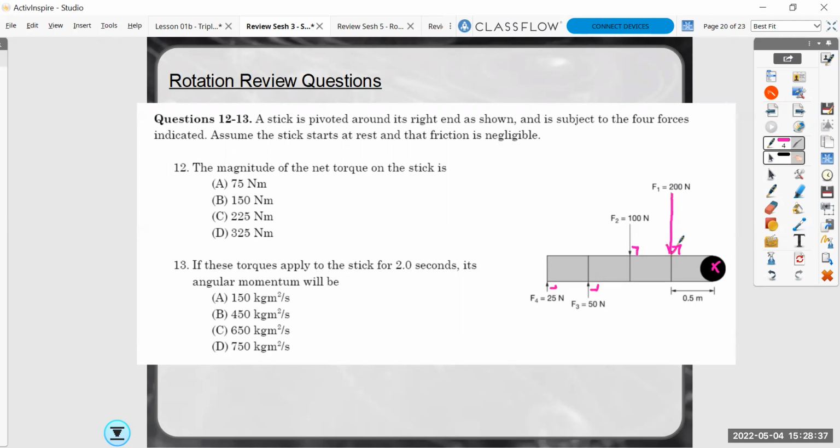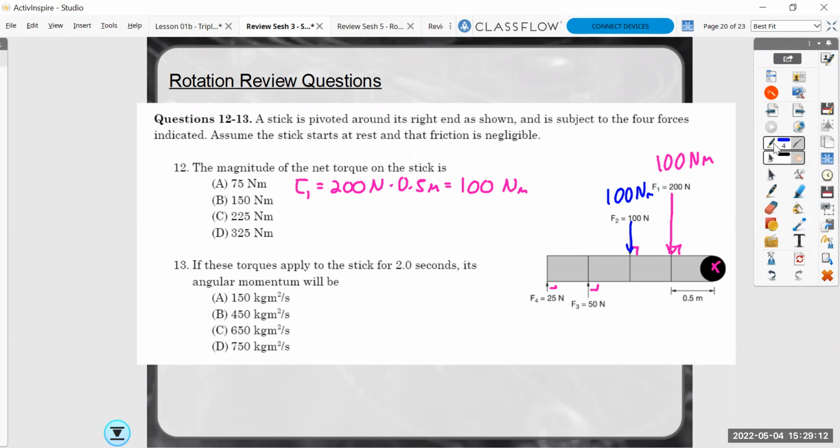So if we're looking at F1, torque 1 is going to be 200 times 0.5, or 100 Newton meters. Torque 2 here is 100 times 1 meter. This is actually also 100 Newton meters. It's the same exact torque. Half the distance at twice the force, or half the force at twice the distance.